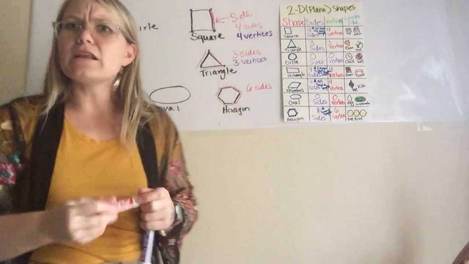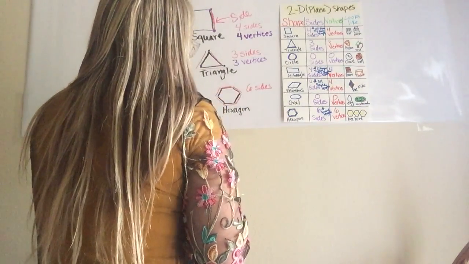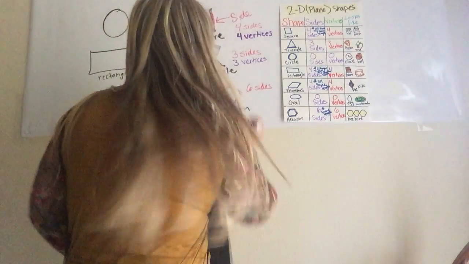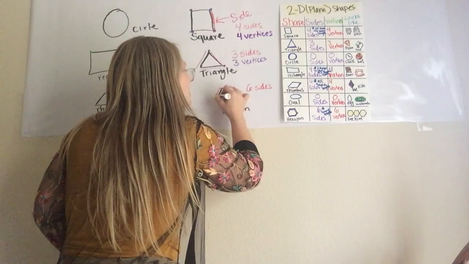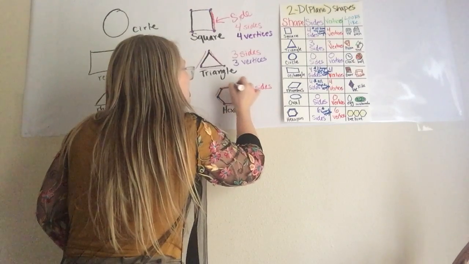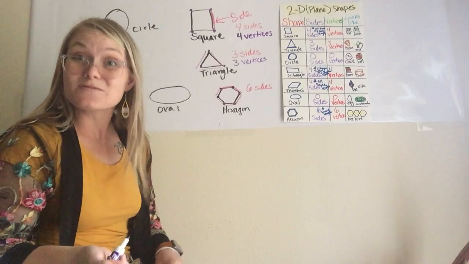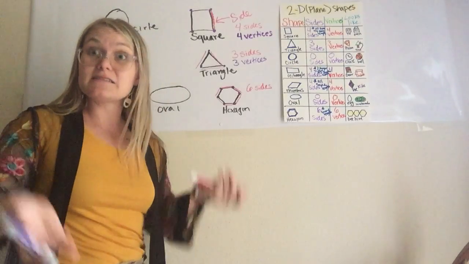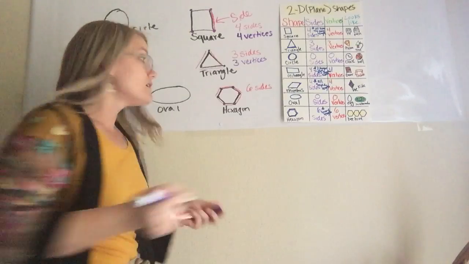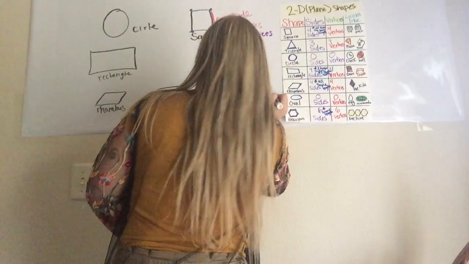Now I wonder how many vertices this has. Let's go ahead and count it. 1, 2, 3, 4, 5, 6. Wow, it has 6 vertices too. So this one also has 6 sides and 6 vertices.